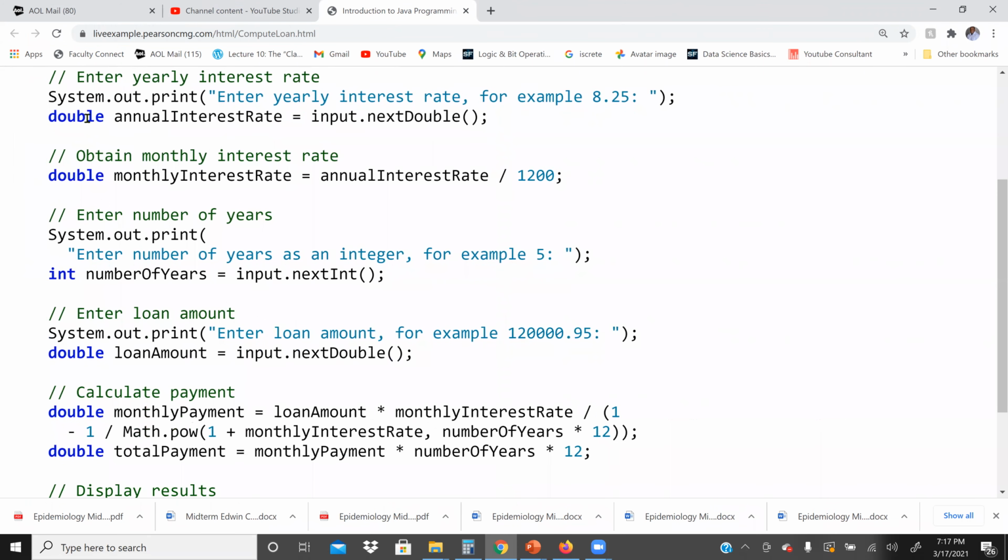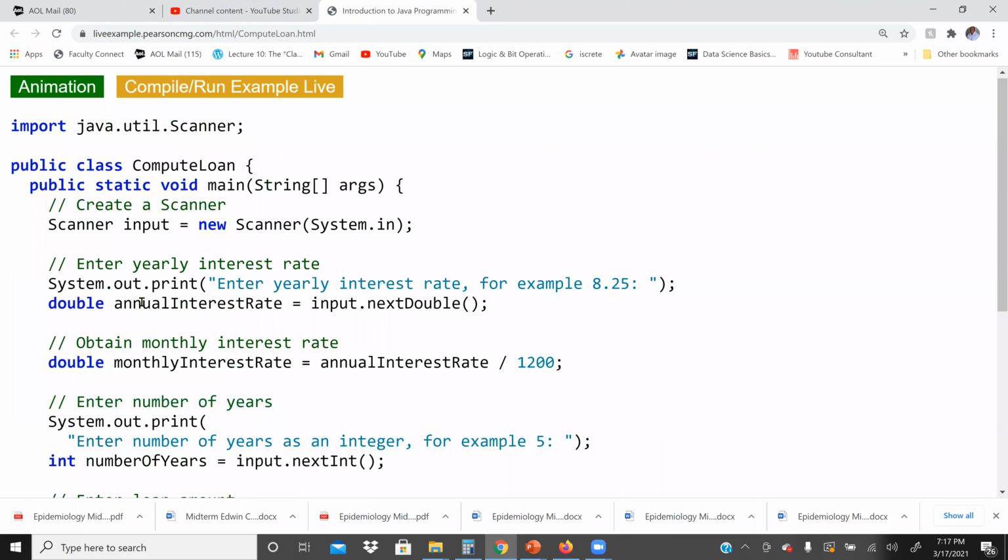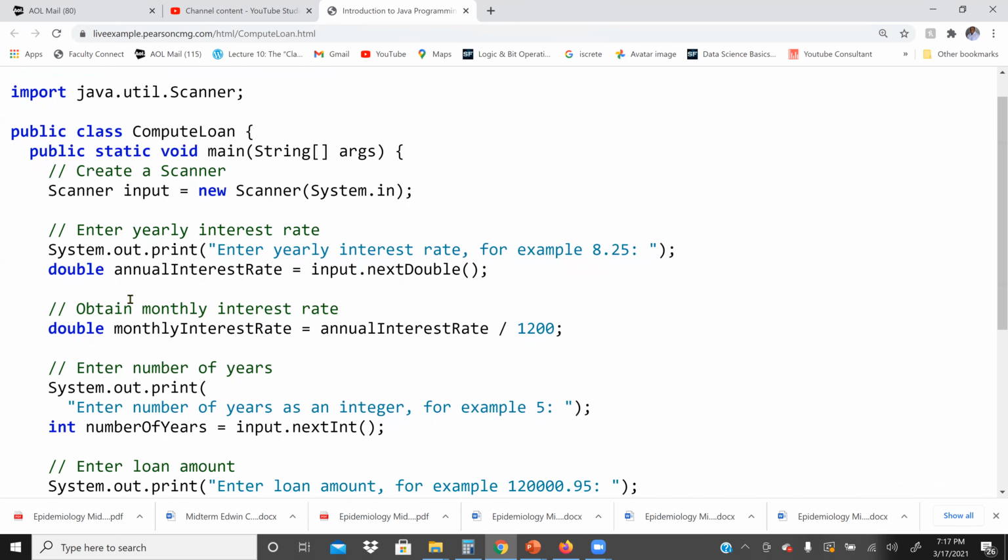So next we have an instruction here. We are telling the user to enter the yearly interest rate. For example, if the interest rate is 8.25, you write 8.25, because we declared a variable where we are going to store the yearly interest rate as double. So we declare a variable annualInterestRate as double, and we use input.nextDouble to get a double input from the user. Next, we are going to obtain the monthly interest rate, and that will be the annual interest rate divided by 1200.